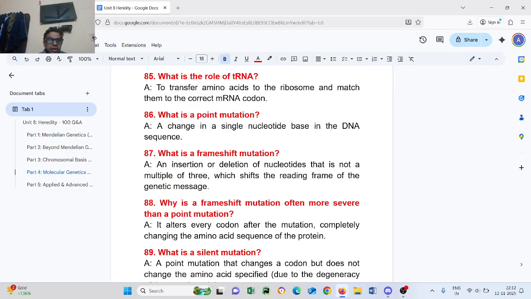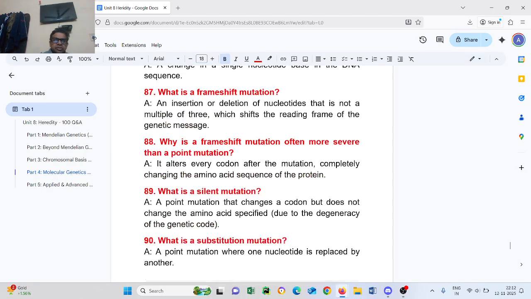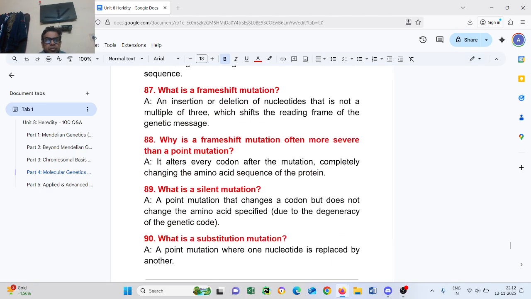Question number 89. What is a silent mutation? A point mutation that changes a codon but does not change the amino acid specified, due to the degeneracy of the genetic code. Question number 90. What is a substitution mutation? A point mutation where one nucleotide is replaced by another.